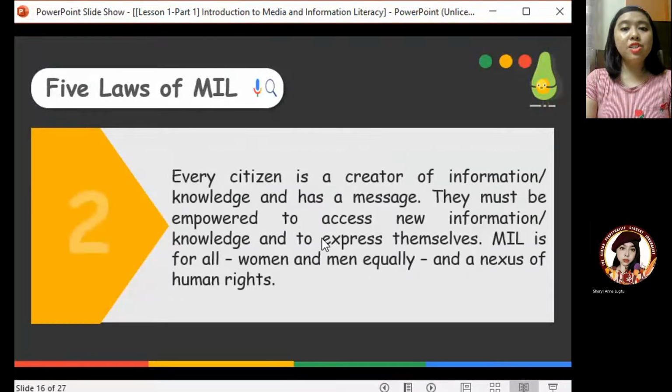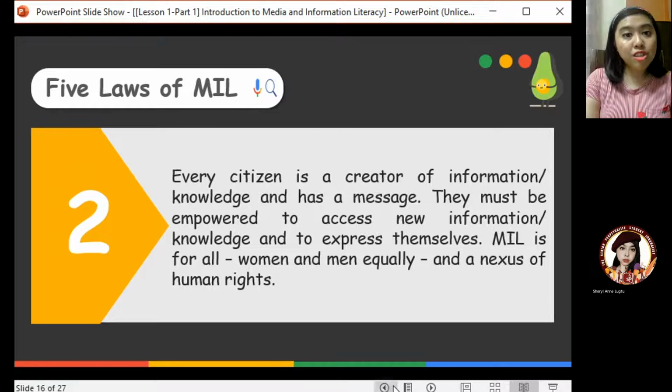Next one is, okay, number two. Every citizen is a creator of information, knowledge, and has a message. They must be empowered to access new information or knowledge and to express themselves. And MIL is for all, women and men equally. I would say women, men, and all genders equally. And a nexus of human rights.